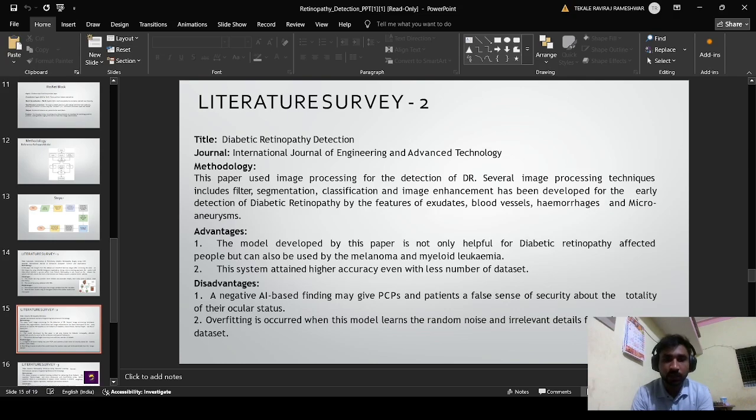The disadvantage is that a negative AI-based finding may give the PCPs and patients a false sense of security about the totality of their ocular status. Overfitting occurs when the model learns the random noise and irrelevant details of the images and dataset.